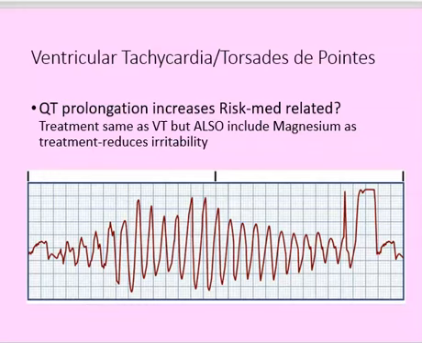Why is this happening? Disease, yes, absolutely. Maybe an R-on-T phenomenon. How do we take care of this person? Treatment is the same as VTAC, but also include magnesium. Because what does magnesium do? IV magnesium reduces the irritability. So this is one form of VTAC that you will go ahead and give them magnesium.